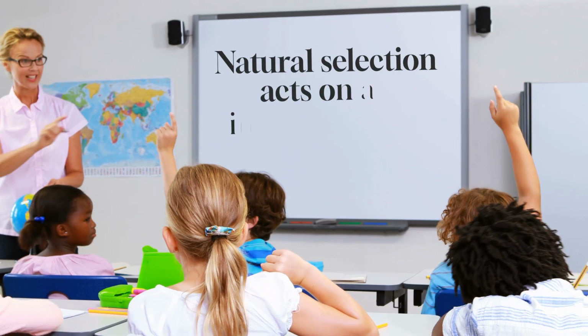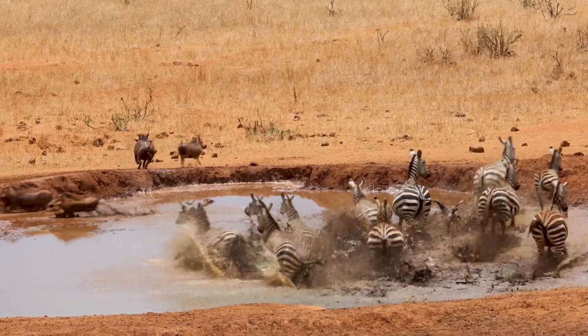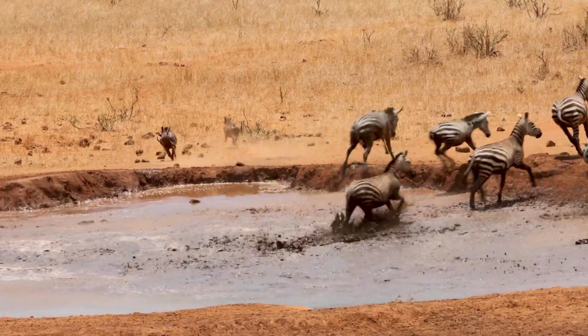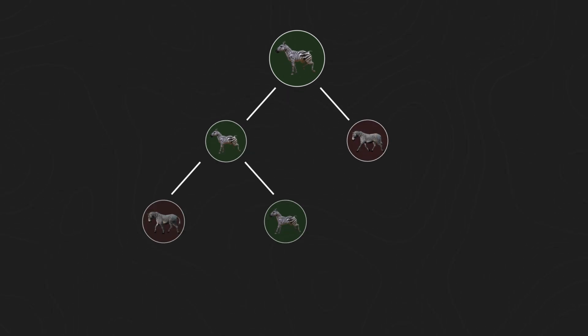We're usually taught in school that natural selection acts on an individual level. For instance, zebras that run faster than others tend to survive more often, and thus they are more likely to produce offspring with the inherited trait of speed.